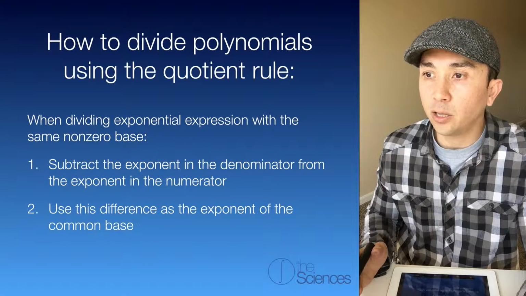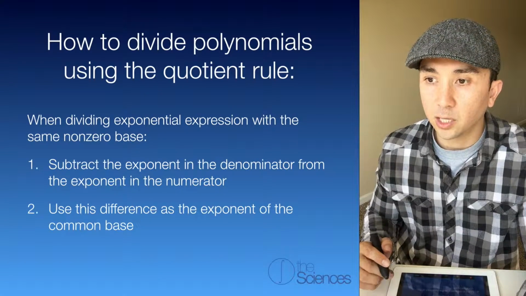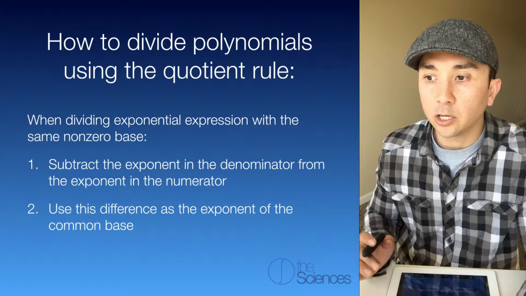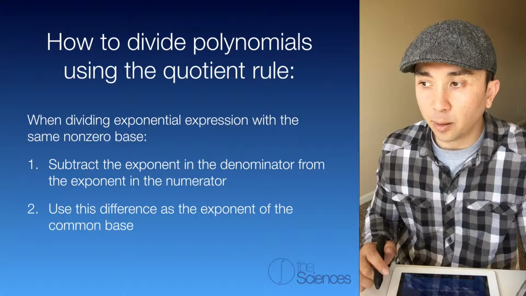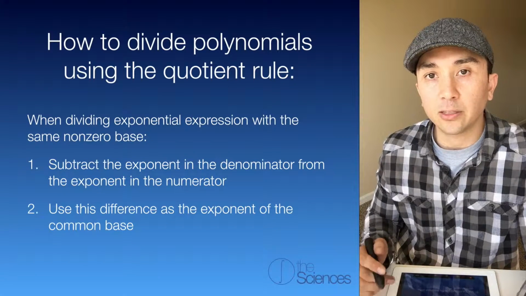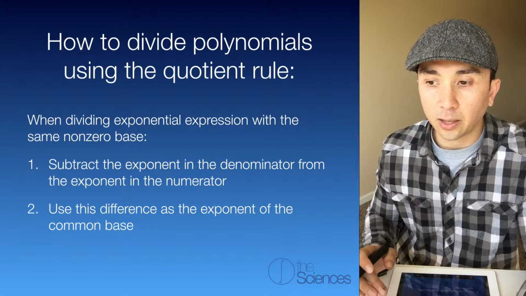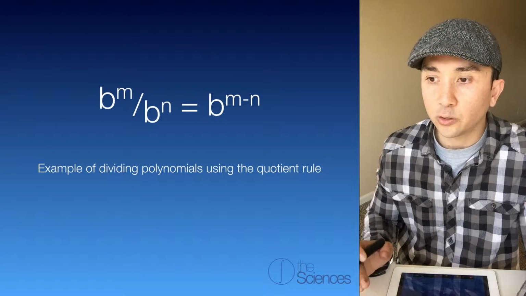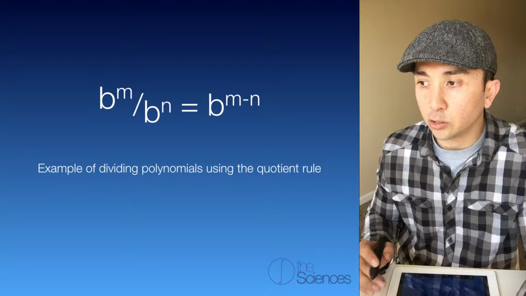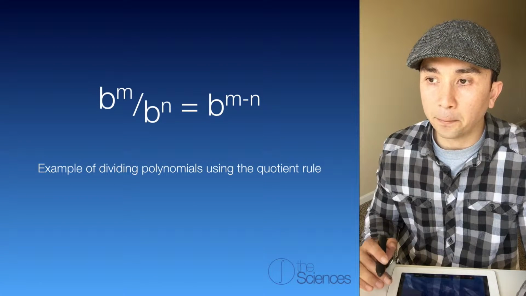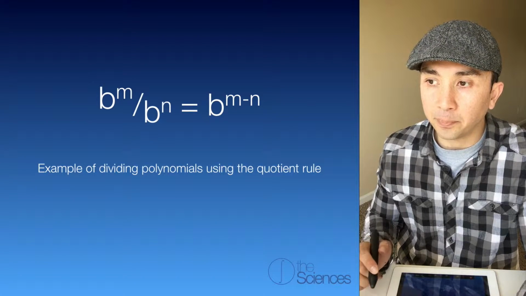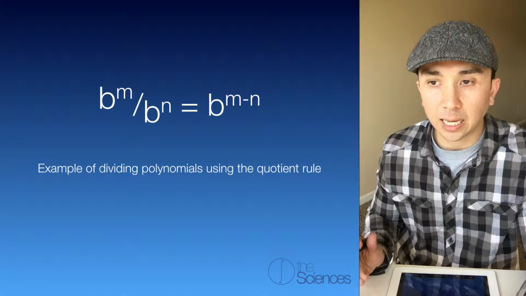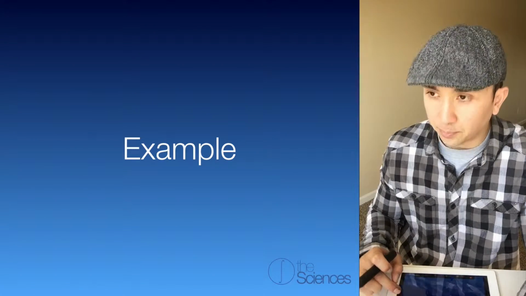So here's how to divide polynomials using the quotient rule. When dividing exponential expressions with the same non-zero base, you're going to subtract the exponent in the denominator from the exponent in the numerator. Then you're going to use this difference as the exponent of the common base. So here's an example of dividing polynomials using the quotient rule. If you have b to the m divided by b to the n, all that means is b to the m minus n.